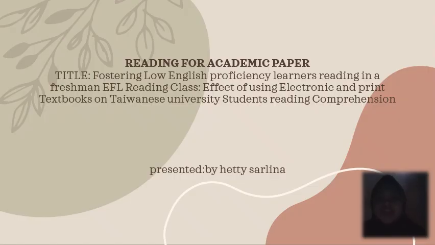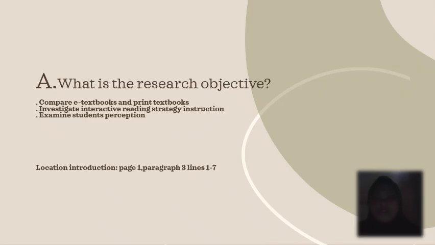The article title is Fostering Low English Proficiency Learners Reading in Freshman EFL Reading Class: Effect of Using Electronic and Print Textbooks on Taiwan's University Students' Reading Comprehension. So now, I would like to answer the questions one by one. The first question is, what are the research objectives?